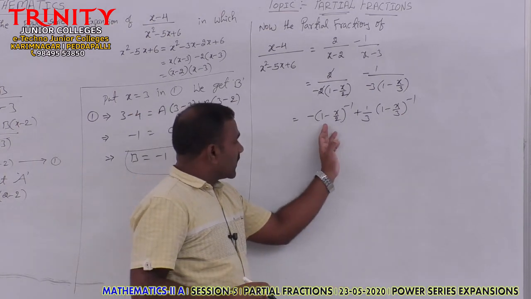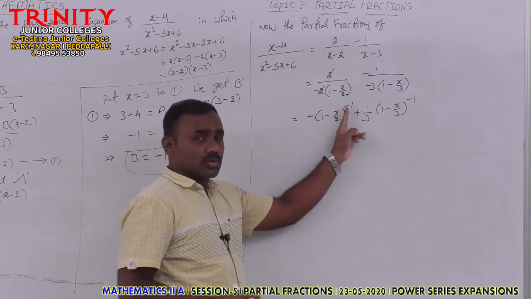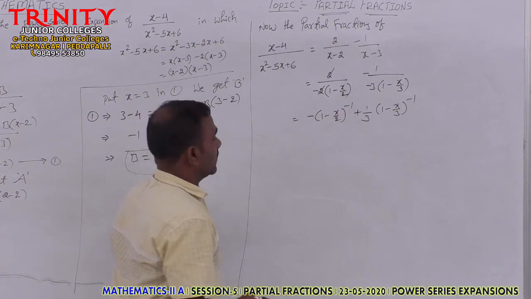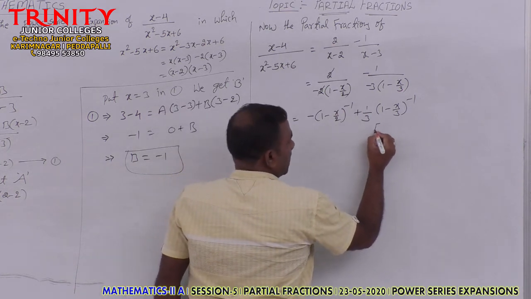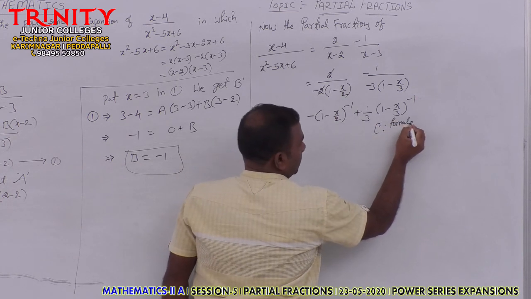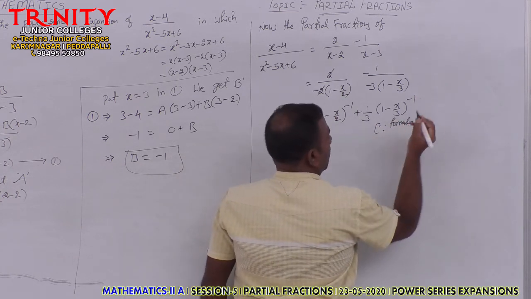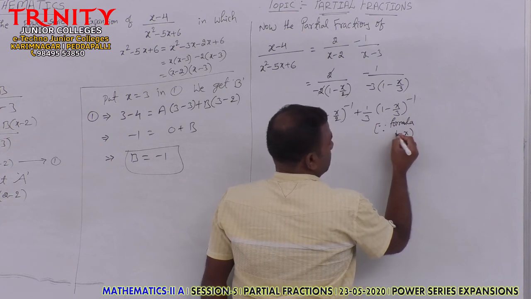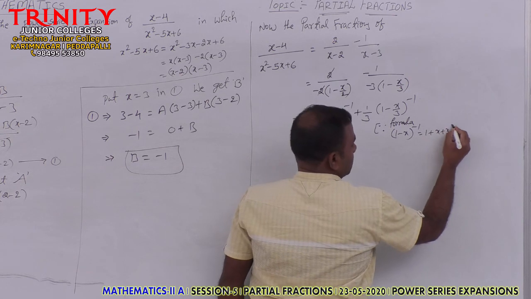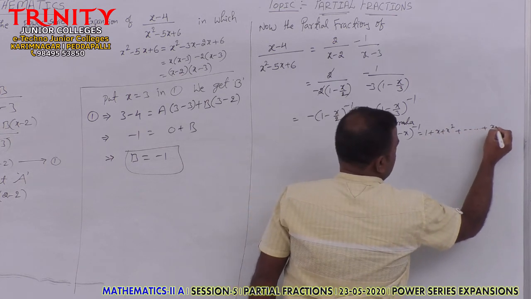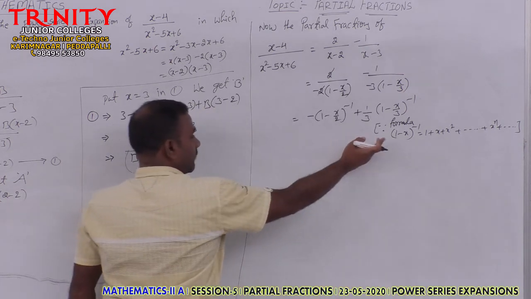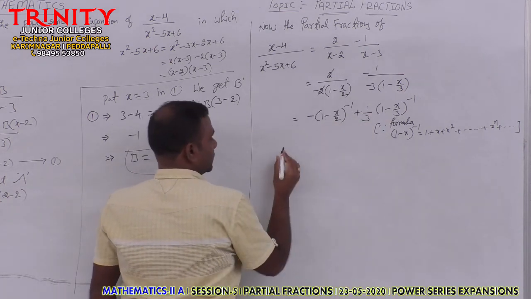Now, these are in the standard form, 1 minus x whole to the power of minus 1 and 1 minus x whole to the power of minus 1. What is the formula of 1 minus x whole to the power of minus 1? Here I am writing the formula again. The formula of 1 minus x whole to the power of minus 1 is 1 plus x plus x square plus so on plus x to the power of n plus so on. Now use this formula for these expressions.